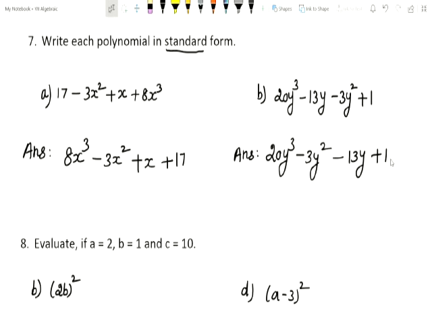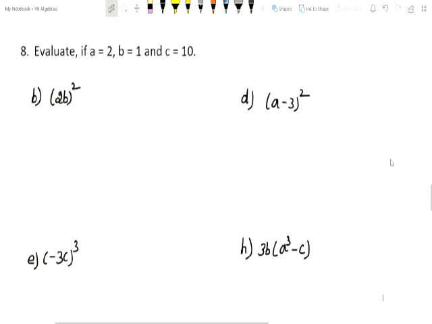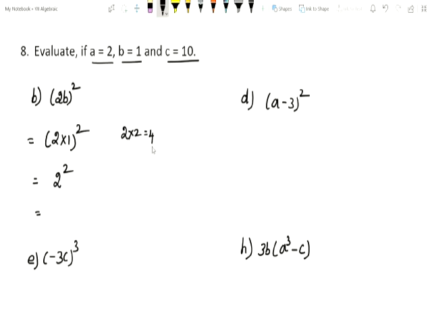Okay, children. The next one is evaluate if a equal to 2, b equal to 1, c equal to 10. So we need to find out the value. So what is given, children? 2b the whole square. First you find out the value of 2b. So 2b means 2 into the value of b, which is 1, the whole square. 2 ones are 2. 2 square, what will you get, children? 2 square means 2 into 2. 2 twos are 4. So the answer is 4. Okay, do you understand?